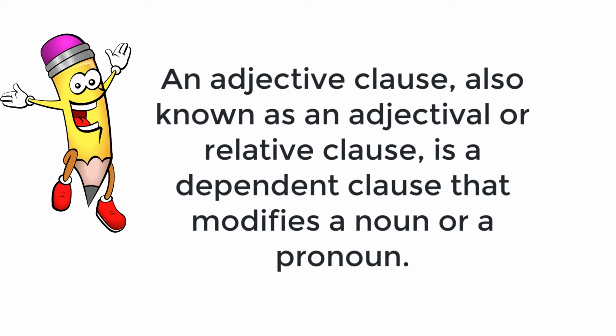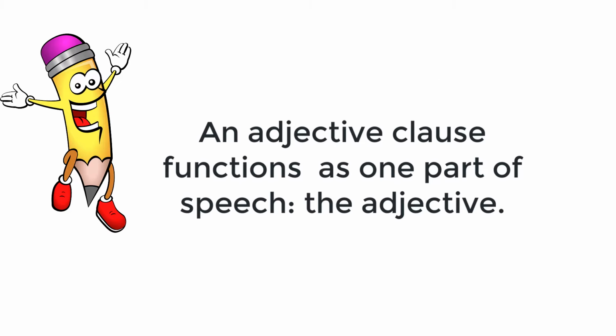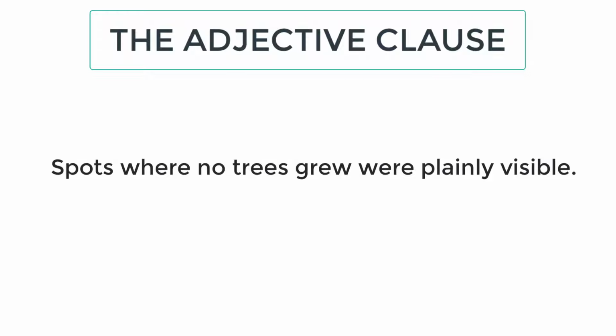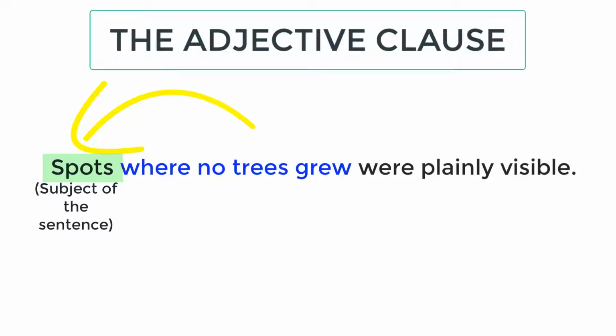An adjective clause, also known as an adjectival or relative clause, is a dependent clause that modifies a noun or a pronoun. In effect, this clause functions as one part of speech, the adjective. Like in this example, spots where no trees grew were plainly visible. The adjective clause is where no trees grew, describing or modifying the subject of the sentence and the noun, spots.